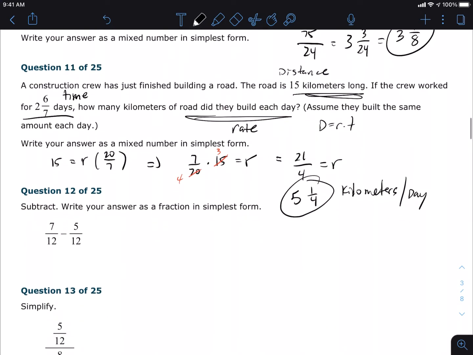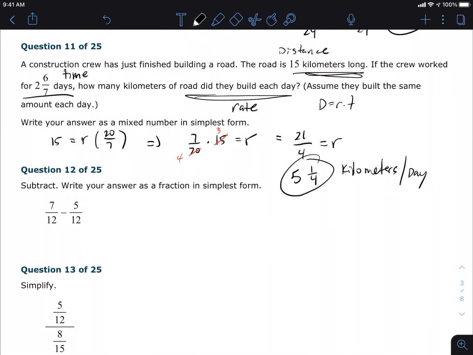All right. So the next question, very straightforward. They again have the same denominator. So all we have to do is subtract the numerators. So 7 minus 5 is 2. And then we can reduce that to 1/6. And there's our answer for that one.